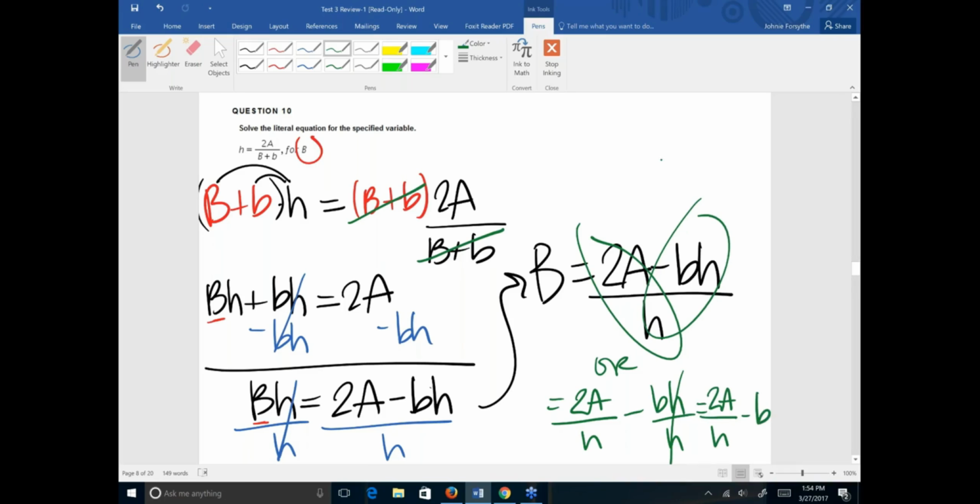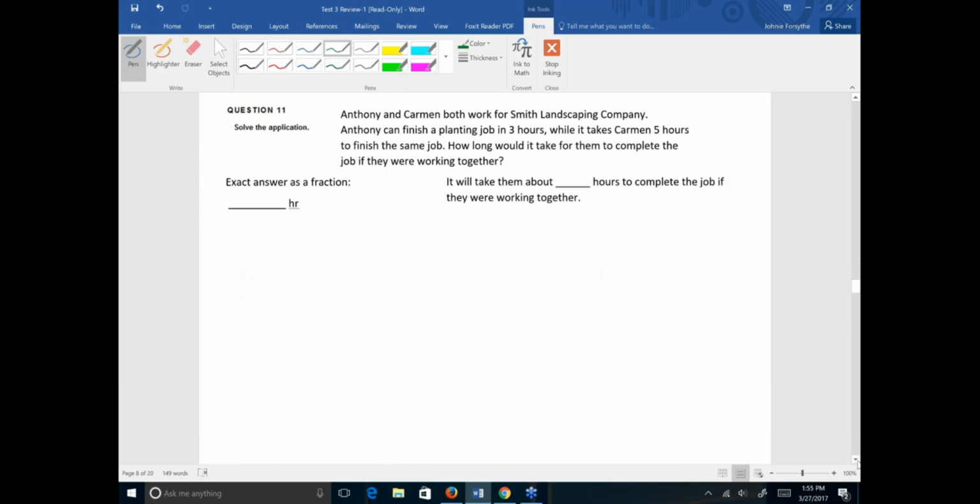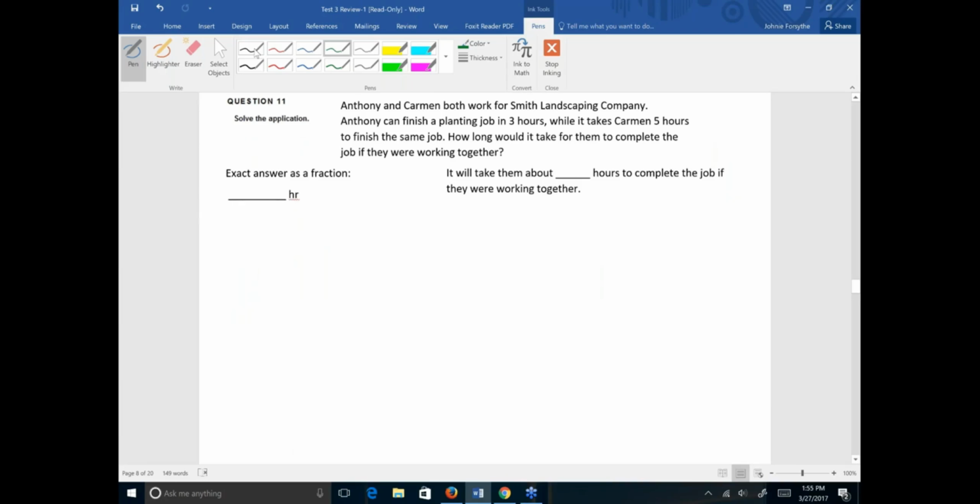You could do that, but this form is fine as well. Question 11. Anthony and Carmen both work for Smith Landscaping Company. Anthony can finish a planting job in 3 hours, while it takes Carmen 5 hours to finish the same job. How long will it take for them to complete the job if they were working together?